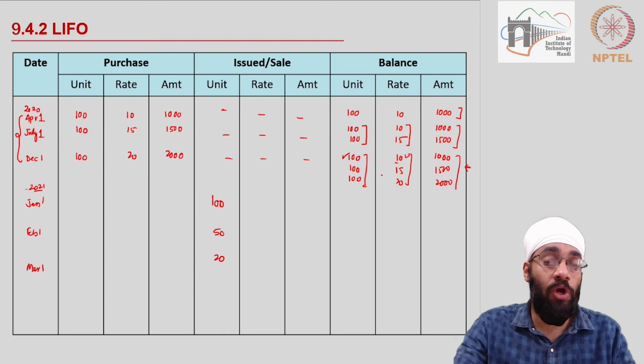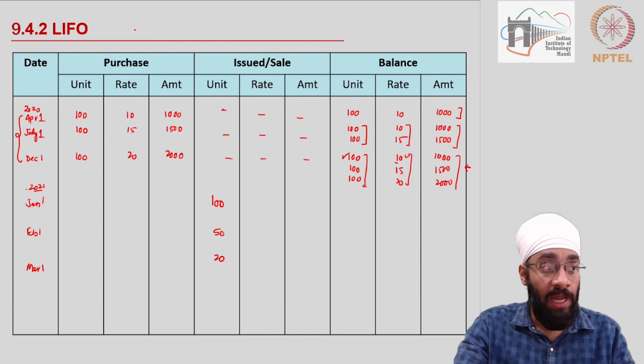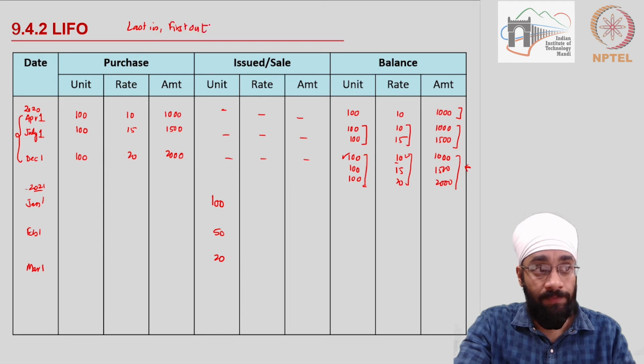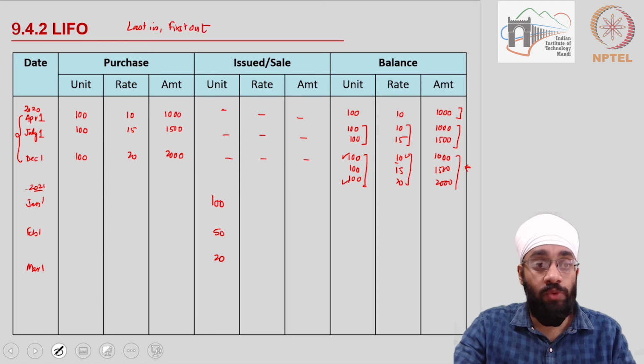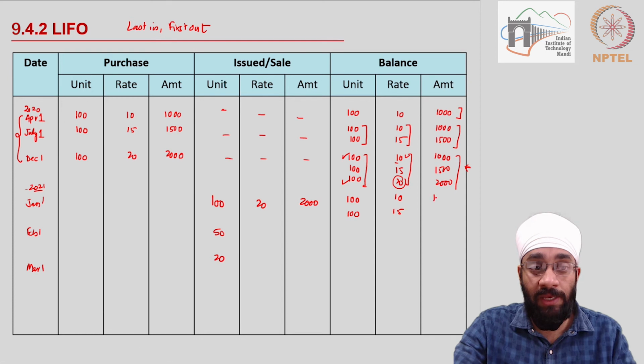Now we are going to do the opposite. Chronologically, we are going to use the descending order, and we are going to use the last in, first out approach. The last stock which was in is going to go out first. That is what it means. Therefore, at 20 rupees and 2000. And after this transaction, you are left with 100 and 100 at 10 and 15, 1000 and 1500. That's it. You have sold this last consignment of stocks.